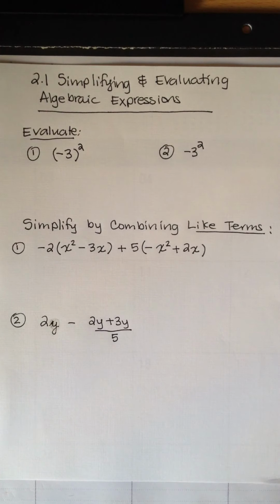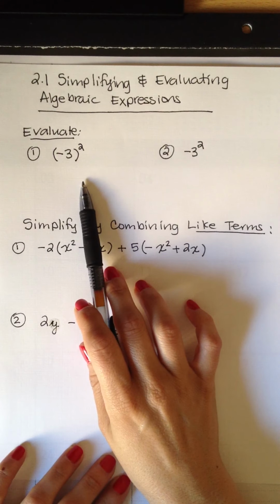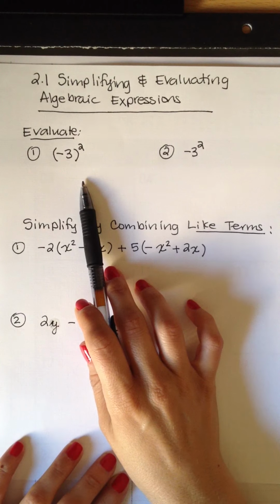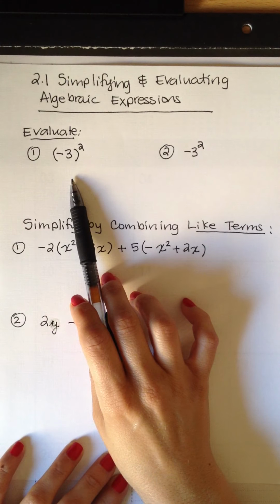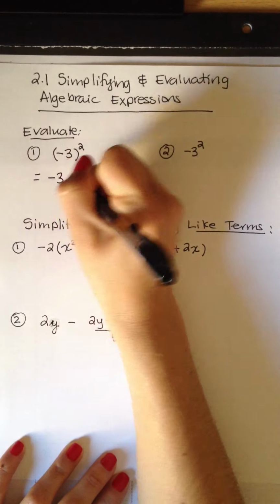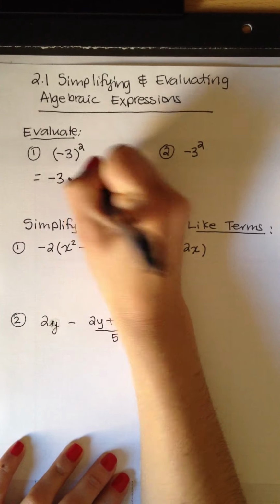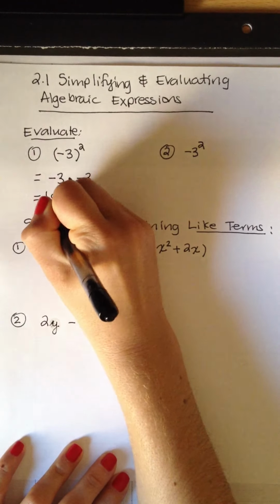2.1, Simplifying and Evaluating Algebraic Expressions. So let's take a look at 4 examples. The first 2 examples look very similar, but they're actually different. For the first one, we have -3 in parentheses squared, which means -3 times -3. And of course, when we multiply, we get 9 positive.